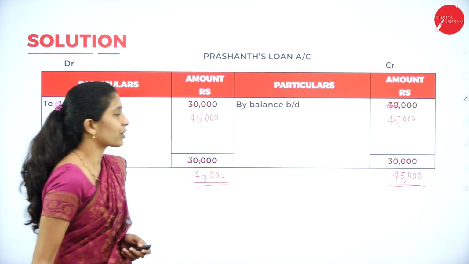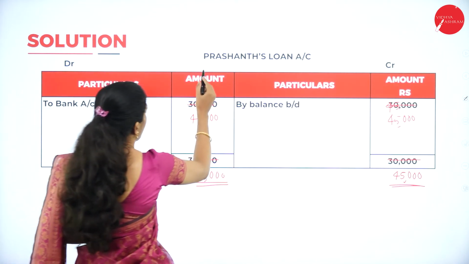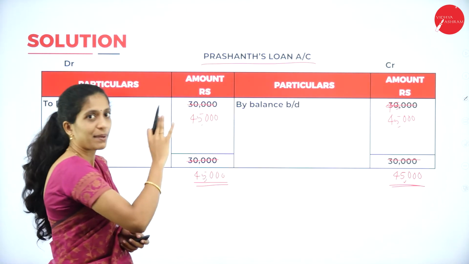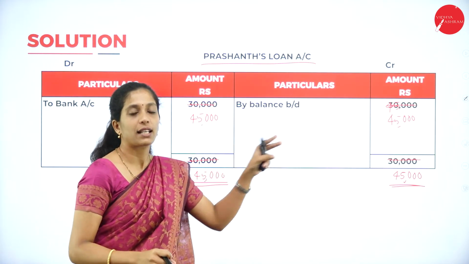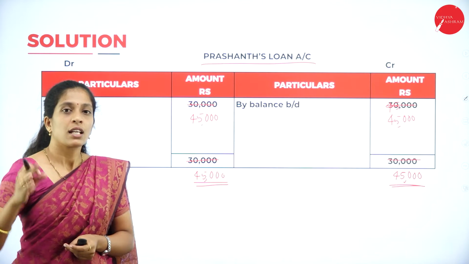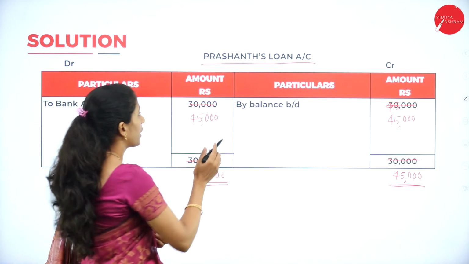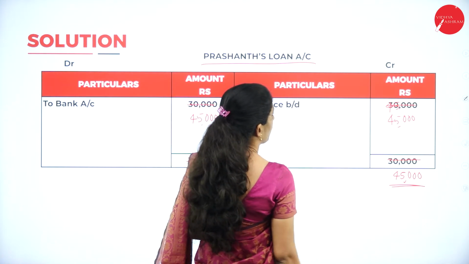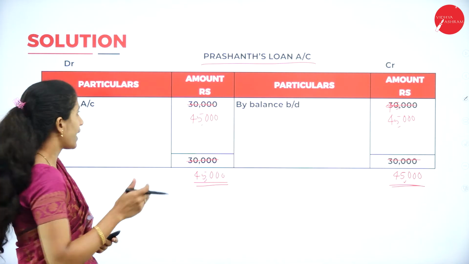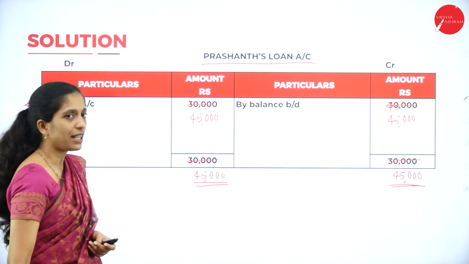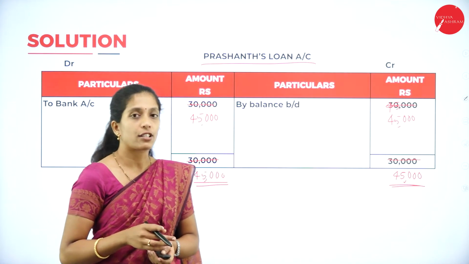So this is how you are going to prepare Prashant's loan account. What you have to do is write the heading Prashant's loan account. You will have the debit and credit sides with particulars and amount. Next, in the balance sheet they have given loan from Prashant 45,000. Record it as by balance brought down 45,000, and that amount has to be paid by the firm. So write to bank account 45,000, and balance both the sides. So this is Prashant's loan account.